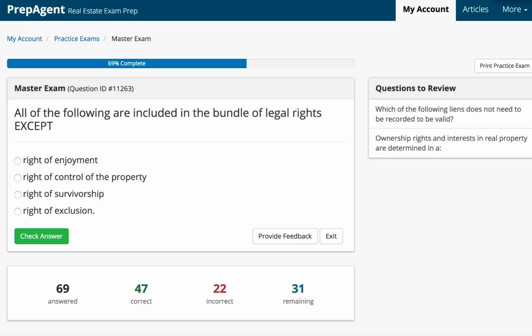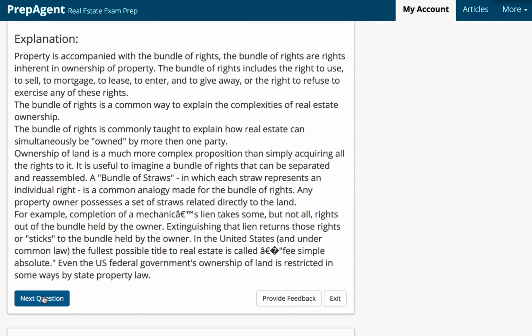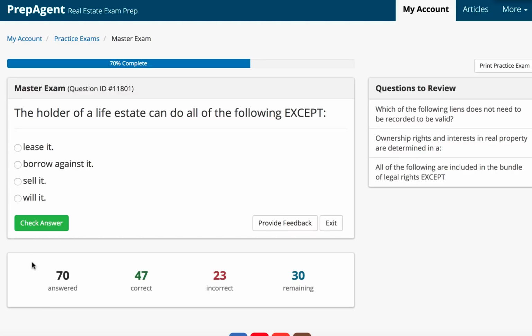All of the following are included in the bundle of rights except right of enjoyment, right of control of property, right of survivorship, right of exclusion. I think it's the first one. Okay, so where do you see right of survivorship? I don't. The joint tenancy, right? Yeah. That's where you see it. You don't see that here, but that's where that comes up. Okay. So survivorship's just joint tenancy.